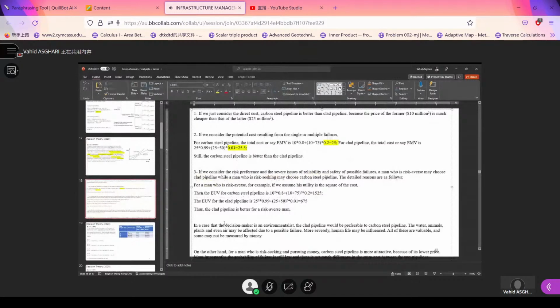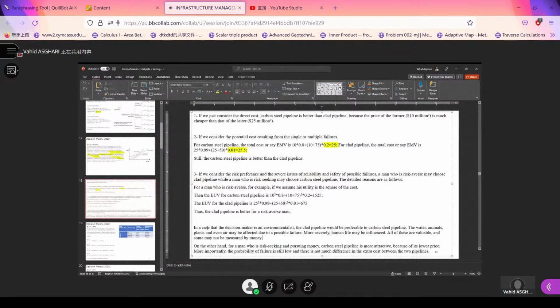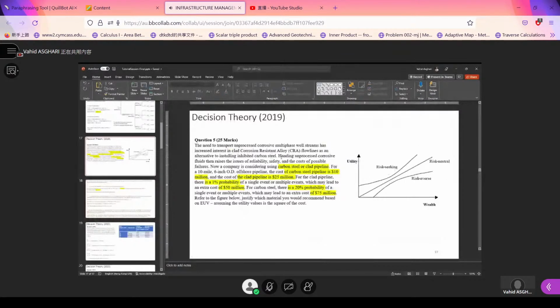In the case that the decision maker is an environmentalist, the clad pipeline would be preferable to carbon steel pipeline. The water, animals, plants, then some stories about environment. The story itself, the detail of the story is not important, but your understanding of the problem, because it was really highlighted that it will have reliability issue, safety issue, environmental issue.